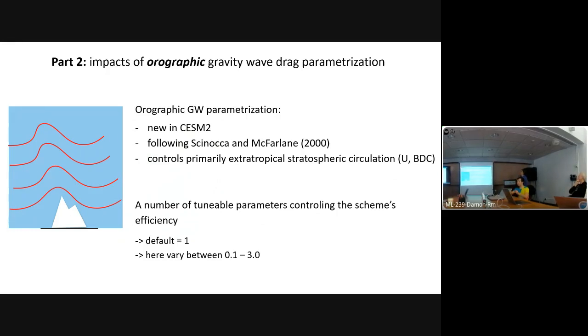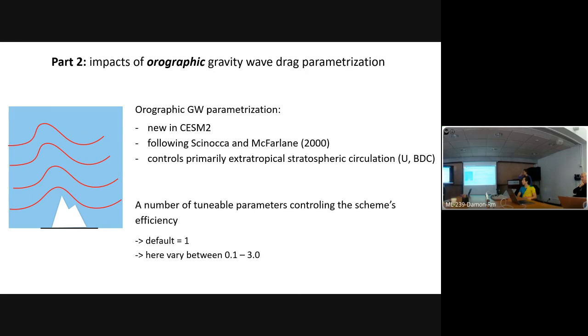So now, in terms of the impacts associated with the orographic gravity wave drag parameterization. As you probably know, the orographic gravity wave drag is primarily important in modulating extratropical stratospheric circulation. So we're talking winds and Brewer-Dobson circulation. In CESM2, there's now a new parameterization that is an improvement from the one in CESM1.